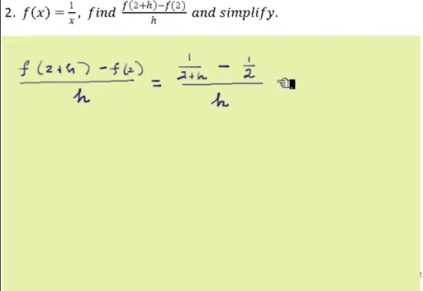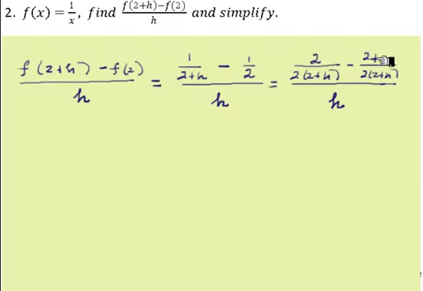Now this simplifies a little bit if we combine the fractions in the numerator. So here we're going to find the common denominator. The common denominator is just the product of the two denominators. All right, so that's 2 times 2 plus h. Okay, so in this numerator we have 2, and in this one we have 2 plus h. And now we're just going to subtract those fractions.